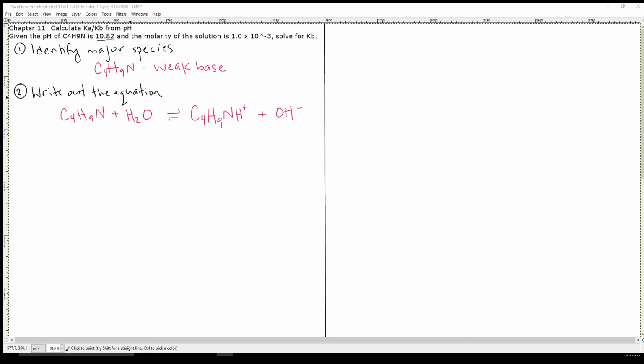Oh, I wrote out the equation. I'm going to cross that off. Write out the reaction. If you were writing in pen, I'm sorry. That's what you get for writing in pen.